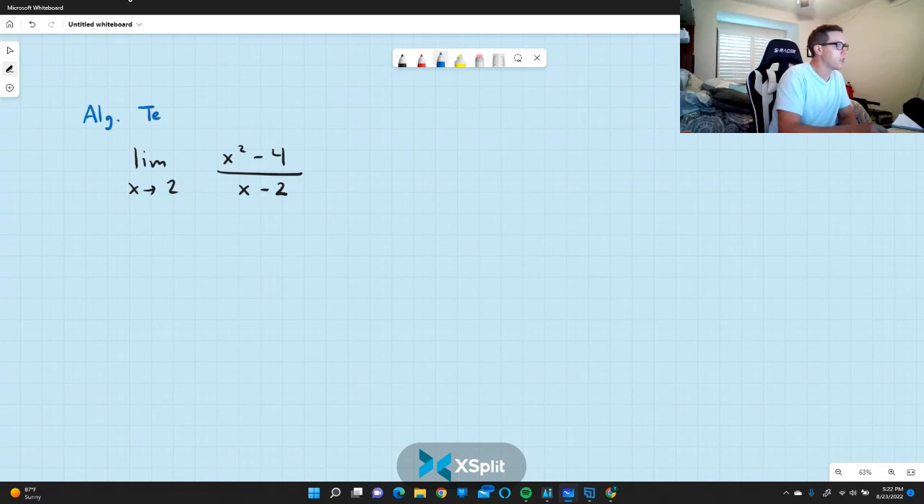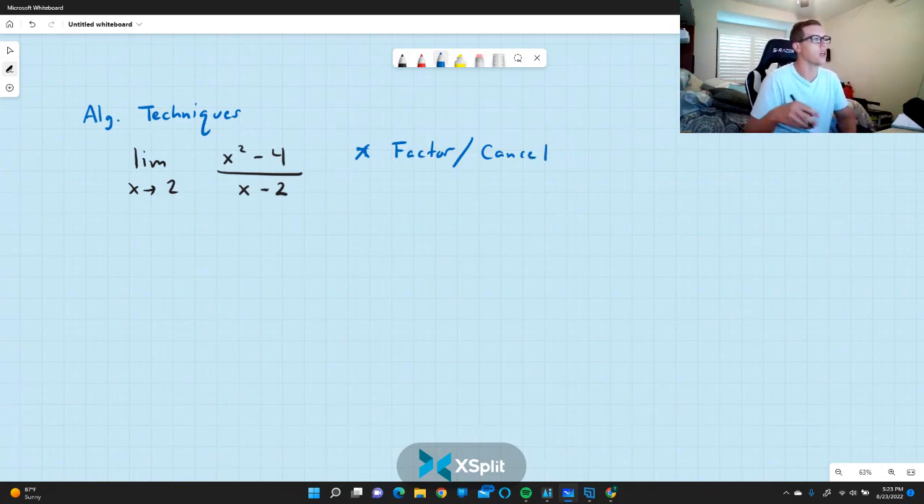The first one that we really hammered home last year was our good old factor and cancel. Try to factor, try to cancel. If you can factor and cancel, then you're in a good position. Because essentially you're removing the discontinuity. It's called the removable discontinuity. It's where the holes are in a function. So if you can cancel out a term, that means there's a hole in the function. And I already told you limits exist at holes. So you can try plugging in 2. You get 0 over 0. 0 over 0 is actually a very good thing.